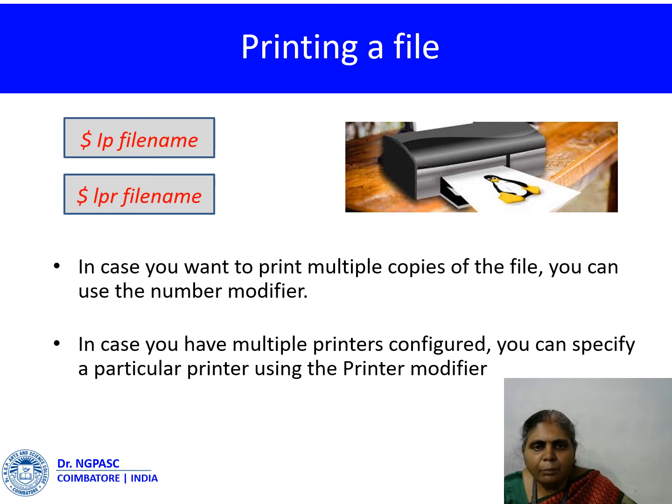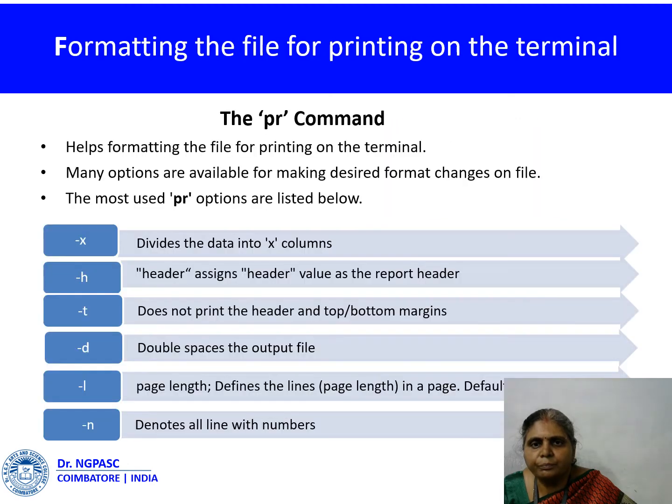Next we will see how to make use of a Linux command to print a file. We have the lp file name command or the lpr file name command. In case you want to print multiple copies of the file, you can use the number modifier along with this particular command. In case you have multiple printers configured, you can specify a particular printer using the printer modifier. So we can make use of the number modifier as well as the printer modifier to specifically mention the number of copies and the specific printer where you want your printout.